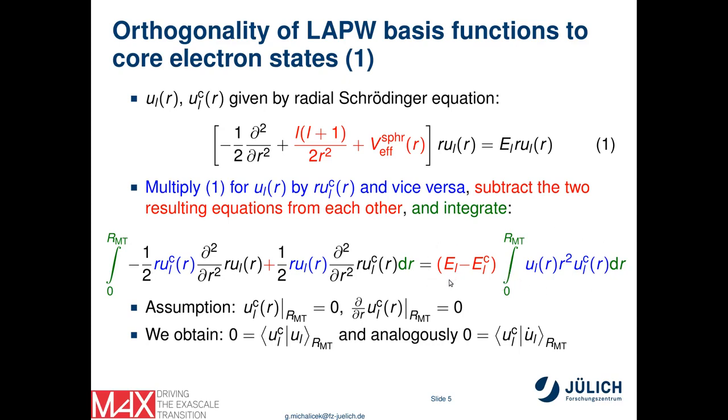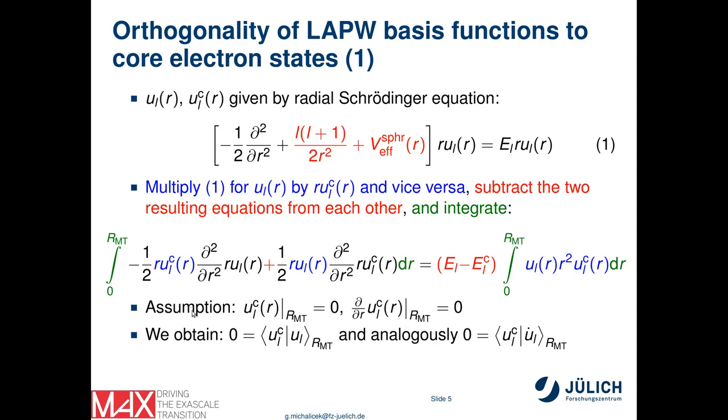This is the energy difference between the energy parameter and the core electron state eigenenergy. Of course this is finite, but what we want to show is that this scalar product becomes zero. For this we have to evaluate the left hand side of the equation, and of course it's not directly obvious what this will give us, but if you do some integration by parts or apply Green's second identity, you will end up with two terms that become zero if the core electron wave function and its radial derivative vanish at the Muffin-Tin sphere boundary.